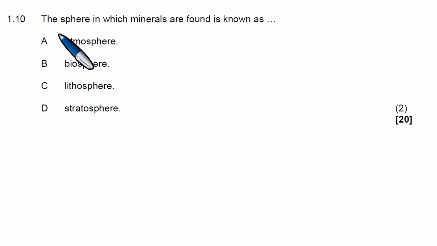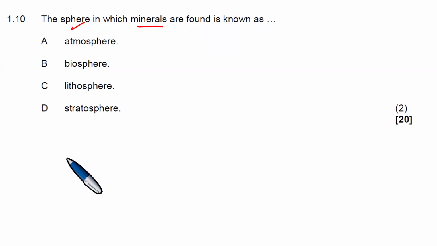Okay. The sphere in which minerals are found is known as which one? Are they found in the atmosphere? In the biosphere? In the lithosphere? In the stratosphere? In which sphere are minerals found? Where do we find minerals?